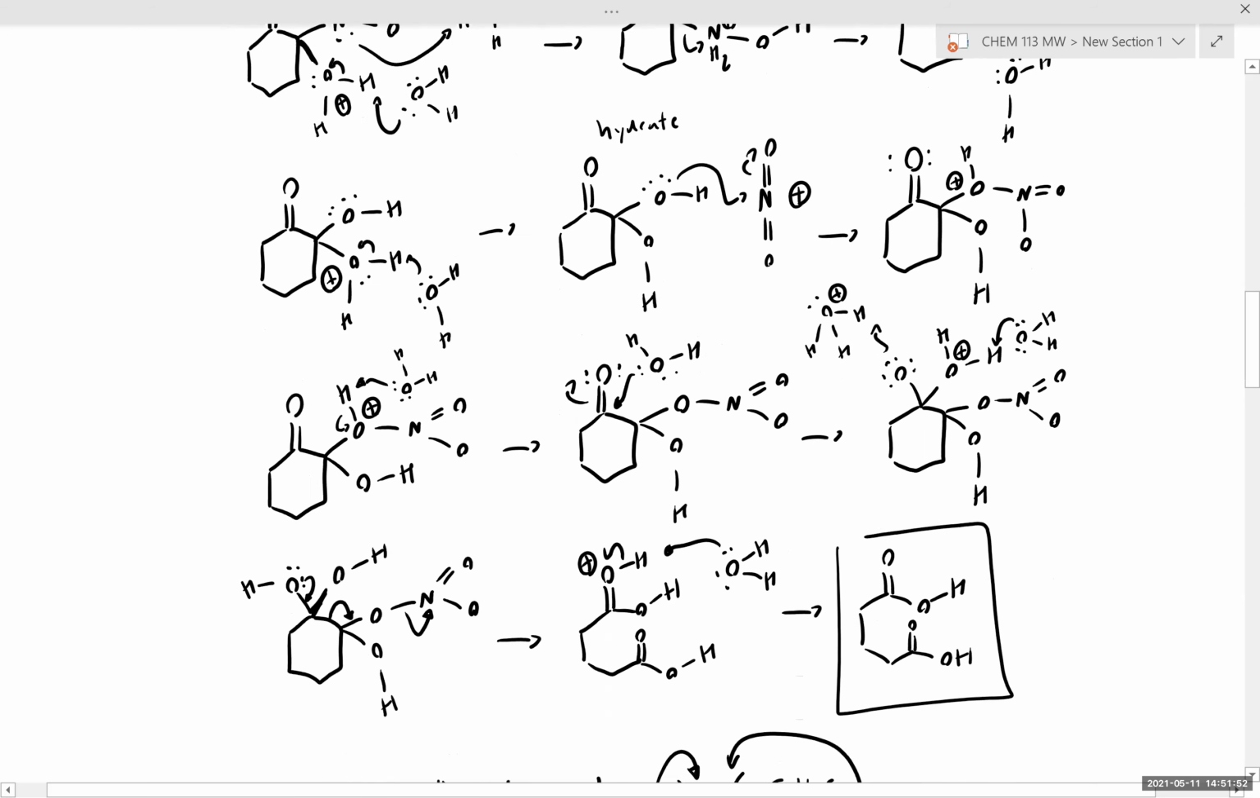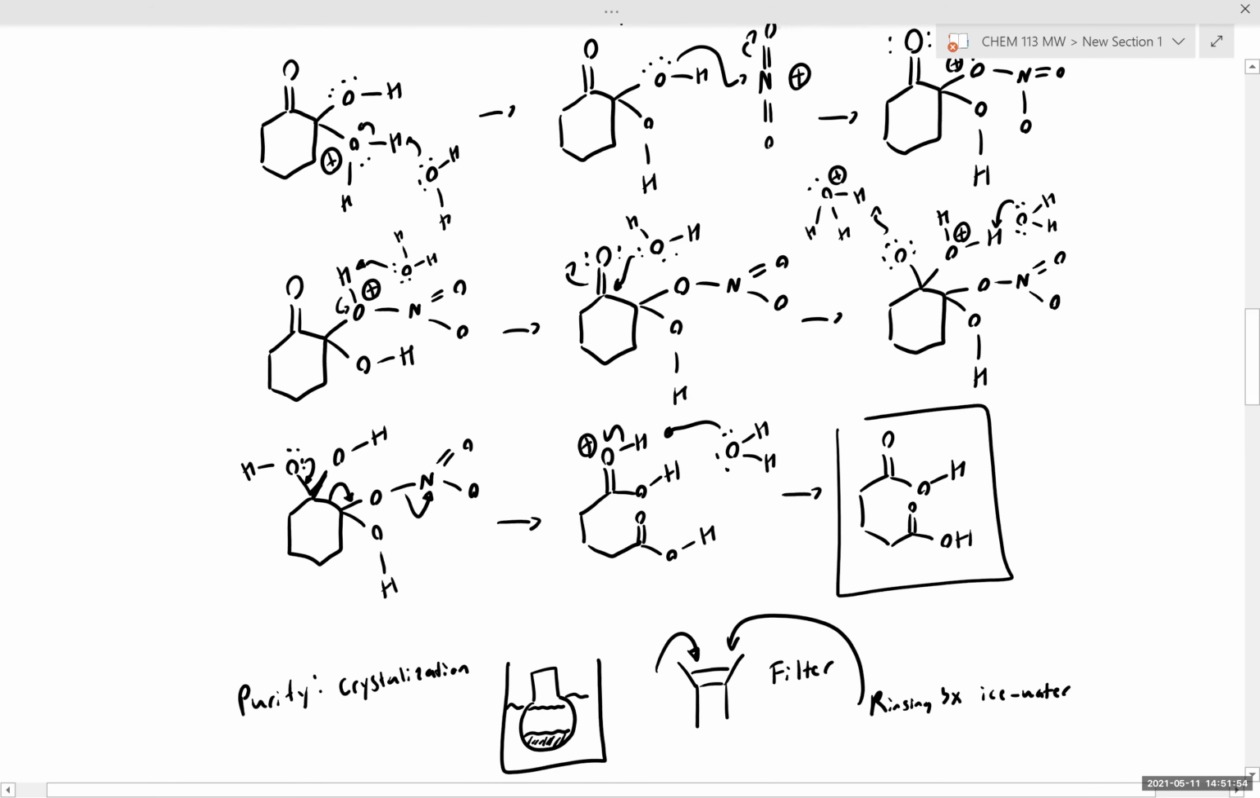Now, this is where things get interesting. When this tetrahedral intermediate collapses, rather than losing water, instead we break the carbon-carbon bond and we lose an equivalent of nitrous acid. This is how we generate the desired dicarboxylic acid, adipic acid. After a proton transfer step, we get the desired dicarboxylic acid.